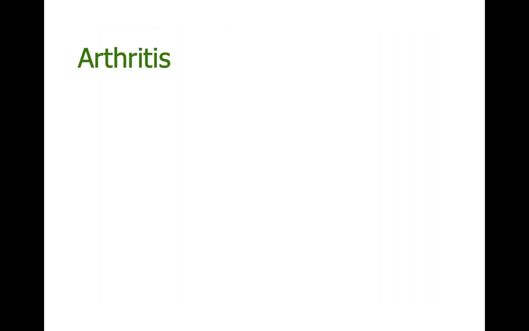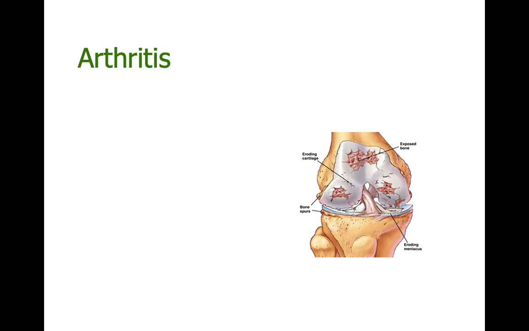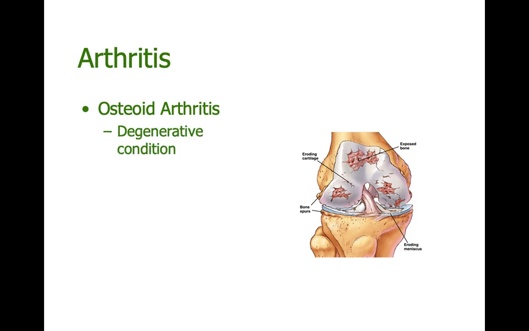Next is arthritis. Arthritis is an umbrella term. There are probably 50 different types of arthritis or conditions that would fall under arthritis. We're going to talk about a few. First is osteoid arthritis. If you look at that articulating cartilage, you see that it's all messed up. It's roughened, it's wearing down in places, it's rough in other places. That's what happens during osteoid arthritis.